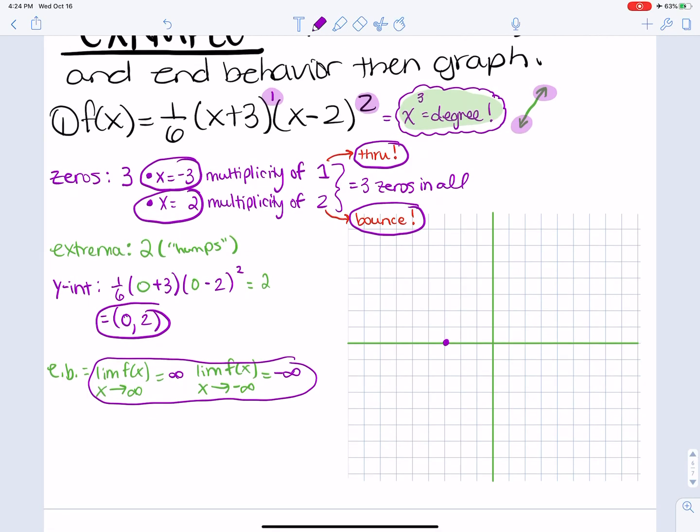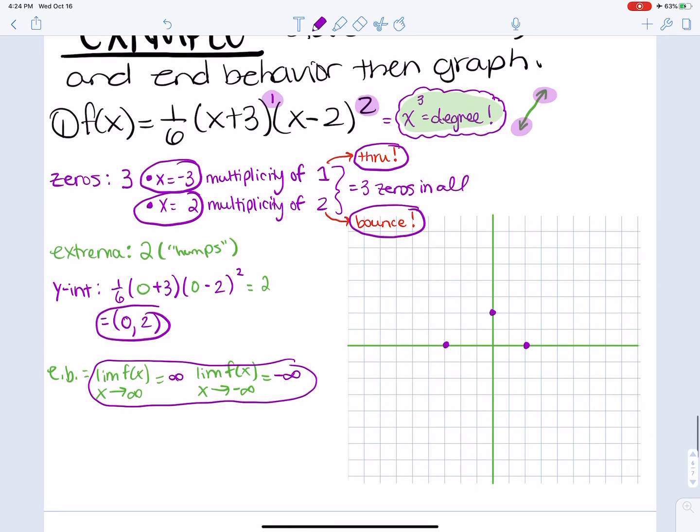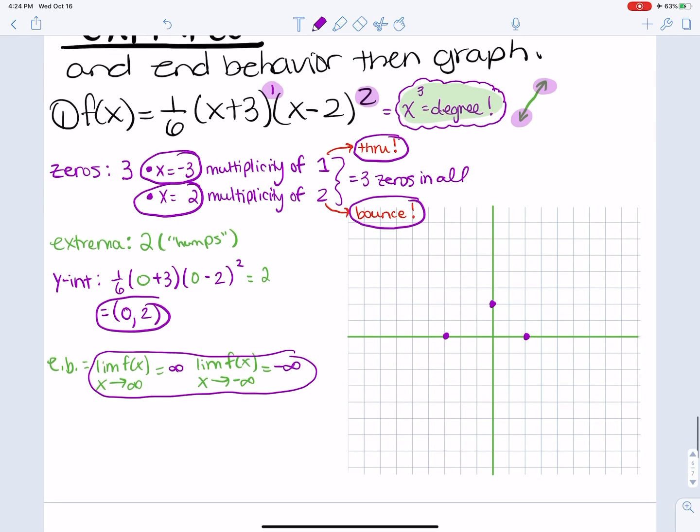And so this is x equals 2. Now we want to point at (0, 2). (0, 2) is up here. And yeah, that is it. Now we need to identify what's happening. What are we doing at -3? We're going through. What are we doing at +2? We're going to bounce. So we just need to make sure our end behavior is a match as well. So our end behavior has to look, again, like this.